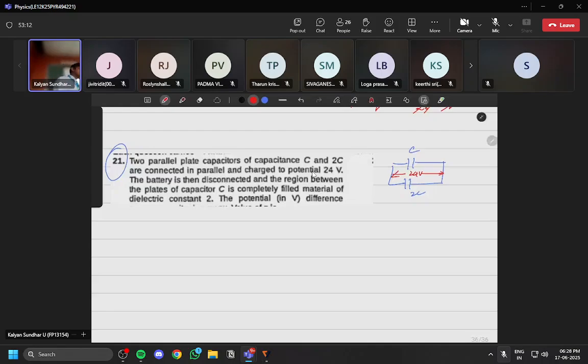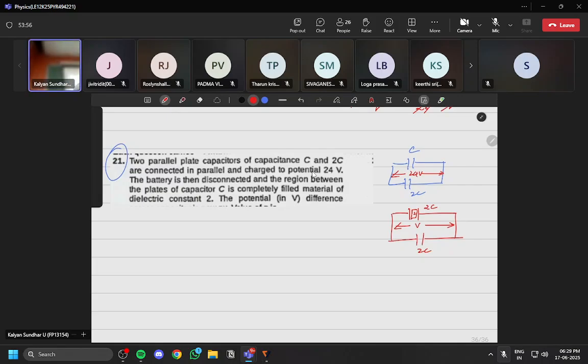When we disconnect the battery, the charge value is the same, constant, it will never change, right? Now the battery is disconnected and the region between the plates of C is completely filled with a dielectric of constant 2. So I took this C separately, right? Dielectric constant 2, I put it. So C will become 2 times C. So this will become 2C, which is in connection with this, which is also 2C, your value. Now what about the potential here? That is what we are asking. What will be the value of V here?